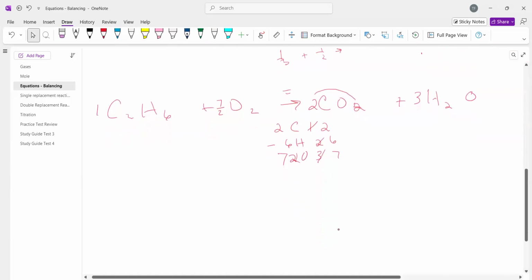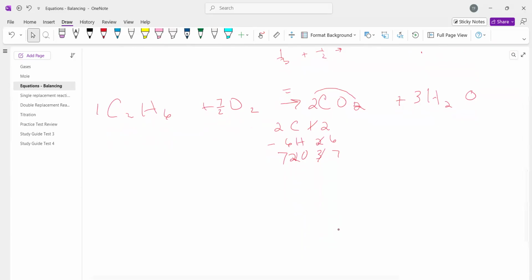Because once it's balanced, we can manipulate this thing like an algebraic equation. So what we're going to do is multiply all the coefficients now by 2, and that'll clear the fraction. So 2 times 1 is 2. 2 times 7/2 is what? Seven, because the 2's cancel. Okay, 2 times 2 is 4.